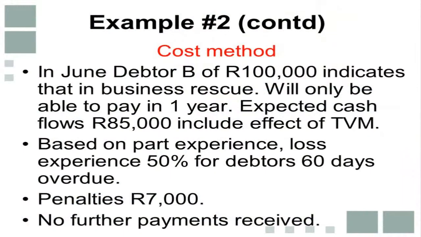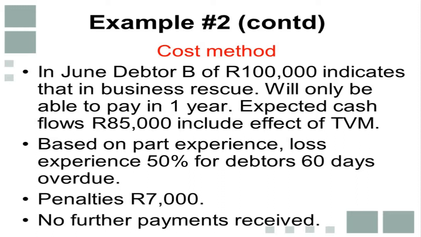So if we have a look at example 2, just to extend it again, I've included in the fact pattern some more information about specific debtors. So assume in June there's one specific debtor that has entered into business rescue. They've indicated that they'll be able to pay you 85,000 Rand within a year's time, and that would include both the amount that you think you're not going to get plus the time period. So having a look at individually significant debtors first, that's the one that you've identified. Then having a look at the rest of the debtors, based on loss experience, you would expect the remaining debtors, if the debt is older than 60 days, to only receive 50% of the debt.